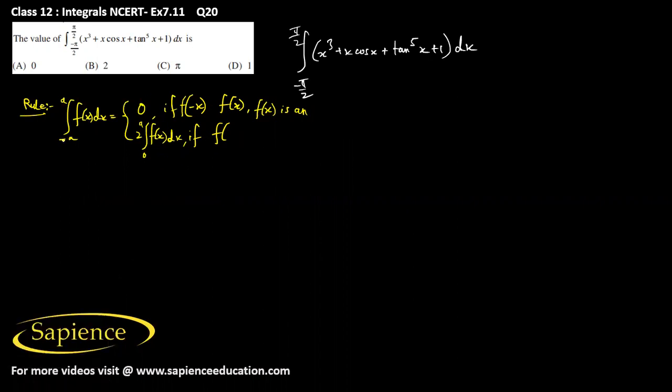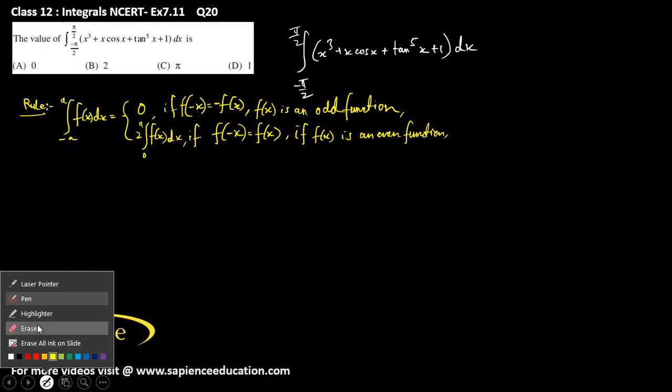it will be integral minus a to a f of x dx, that will be equal to 0 if f of minus x equals minus of f of x, which means that if f of x is an odd function, and that will be equal to 2 into integral 0 to a f of x if f of minus x is equal to f of x, which means that if f of x is an even function. So this rule we have to use here.